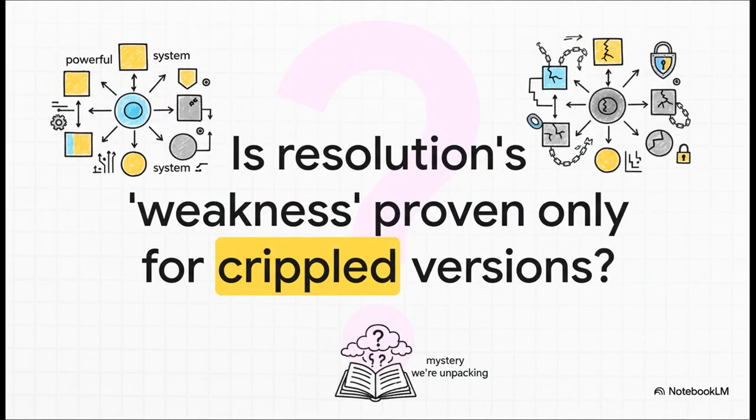But here's the kicker. What if the famous landmark papers that proved this weakness weren't even talking about the powerful system we actually use in modern SAT solvers? What if they were all analyzing a hobbled, crippled version instead? That's the central mystery we're unpacking today.